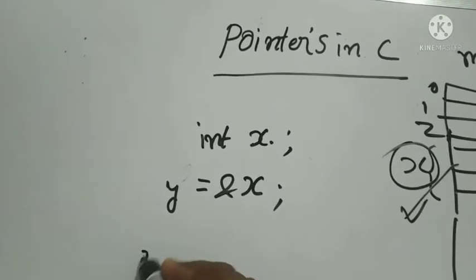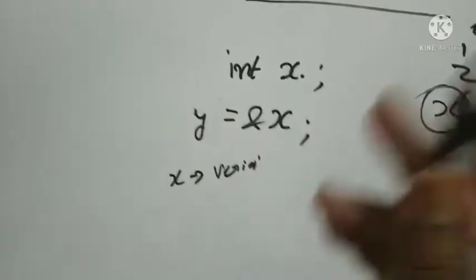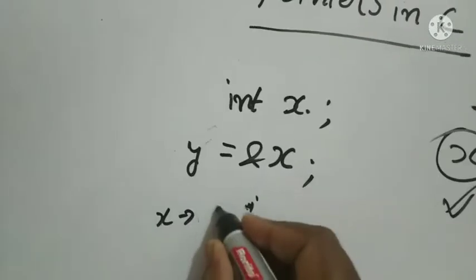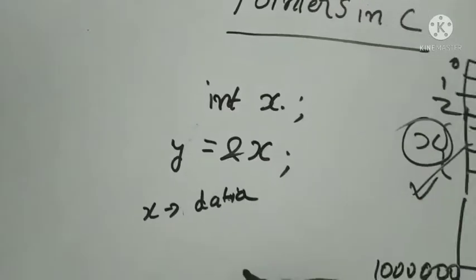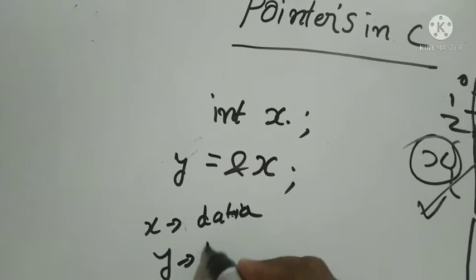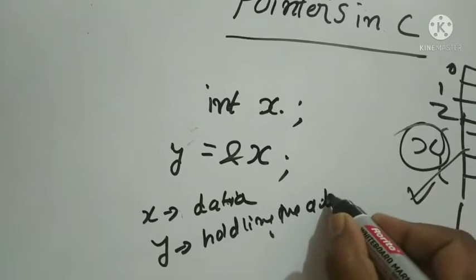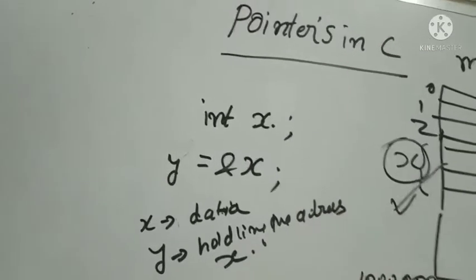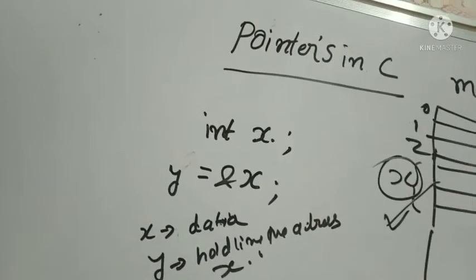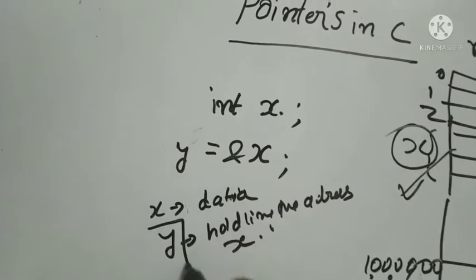So what is in x? x is a variable in which we are holding the data, or in simple words, our data is present in the variable x. What is y? y is holding the address of x. So y is holding the address of x and x is our data. So this y we call a pointer.